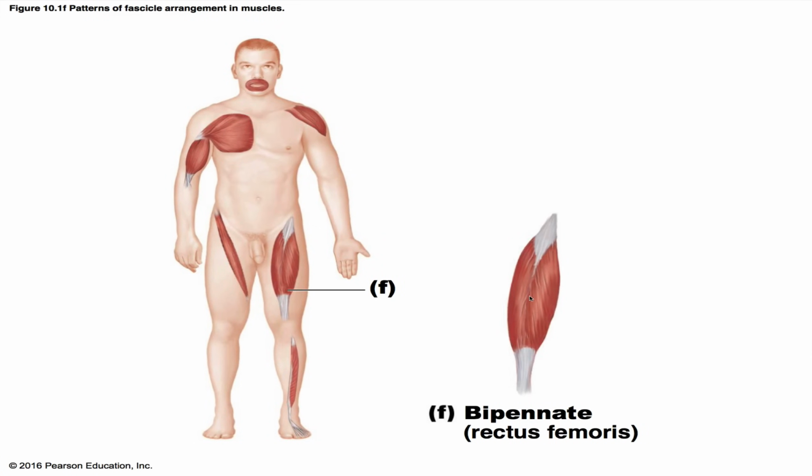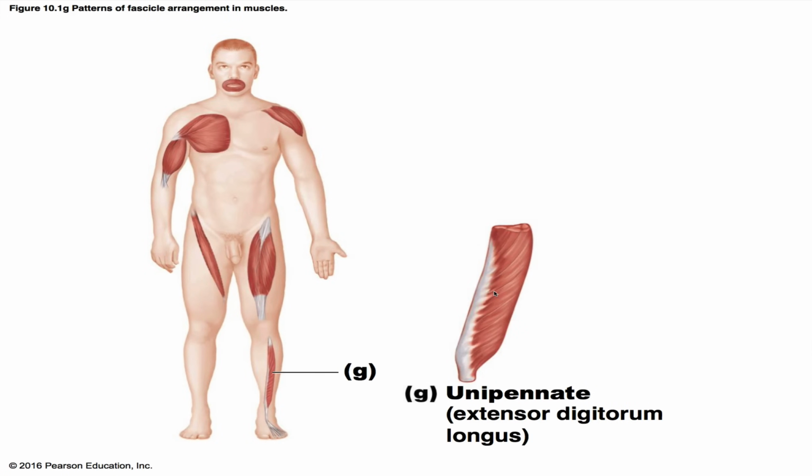In this example, you can see that the fascicles are inserting into the tendon from opposite sides. Again, this is the rectus femoris muscle, and this is a bipennate fascicle arrangement. What we're looking at in this image is fascicles inserting into only one side of the tendon. This is a unipennate fascicle arrangement, and we're looking at the extensor digitorum longus muscle.